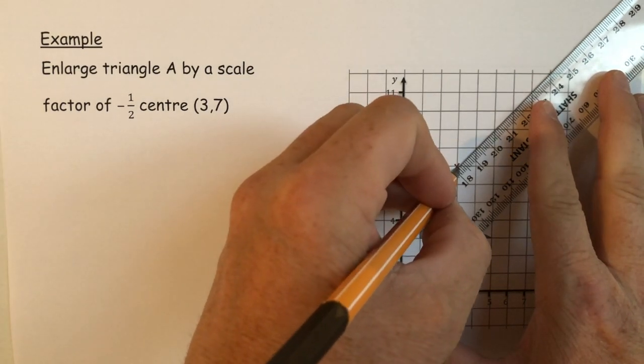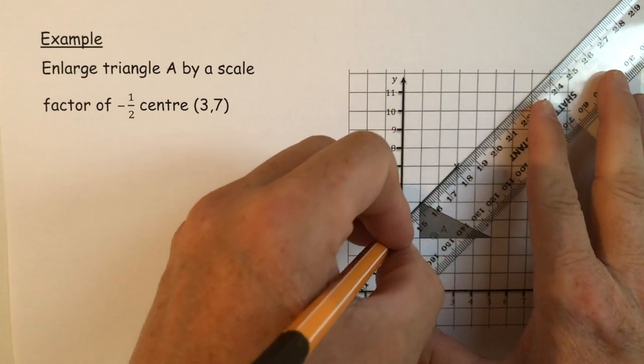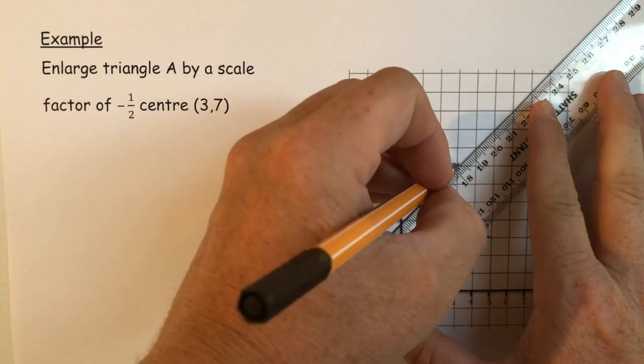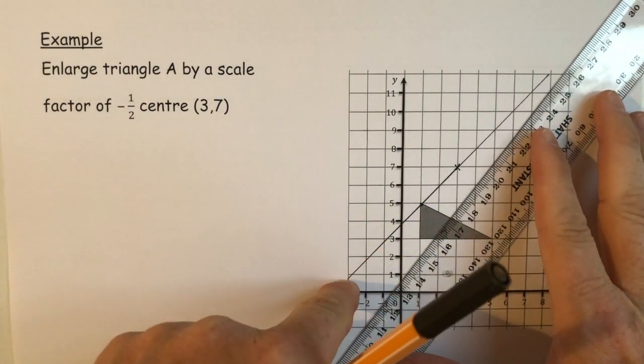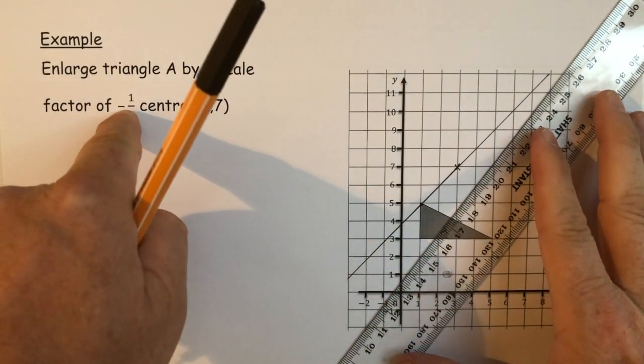Now, in the first case, if we've got a positive enlargement, it's always away from the shape. Because it's a negative one, we need to go back on ourselves. So there's no need to go this way because it's a negative enlargement.